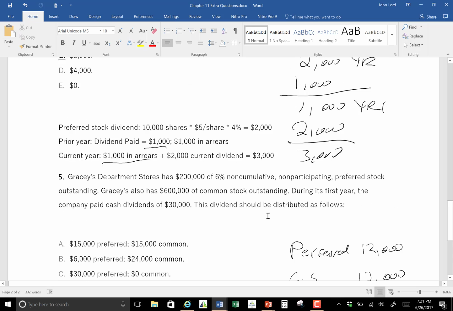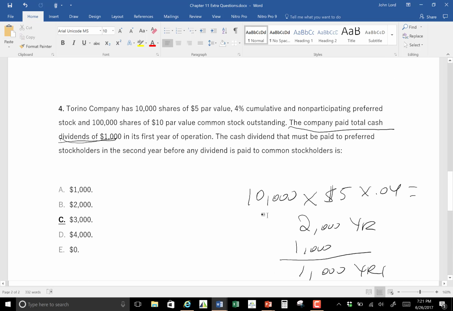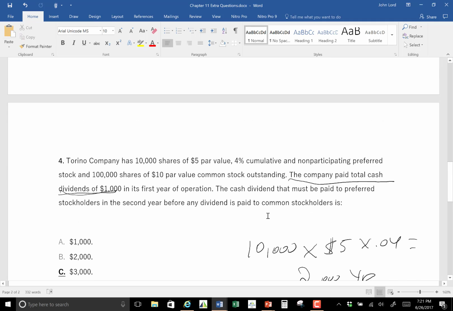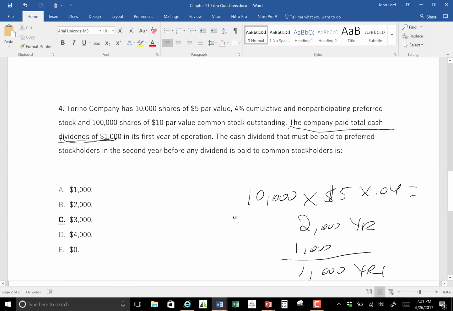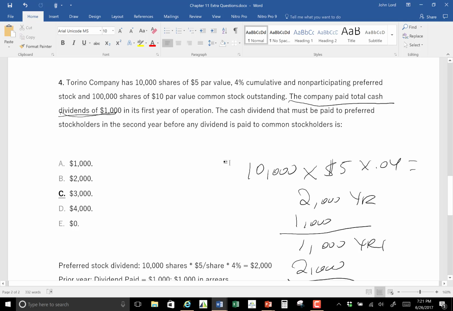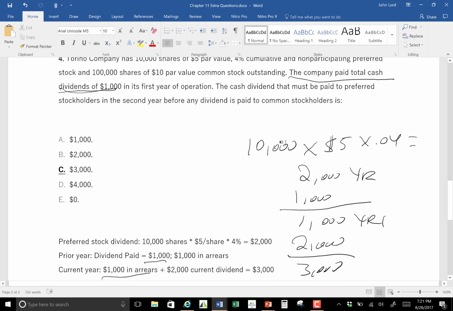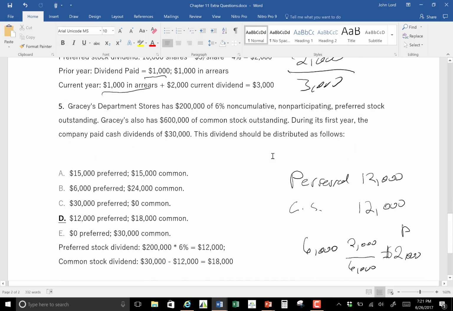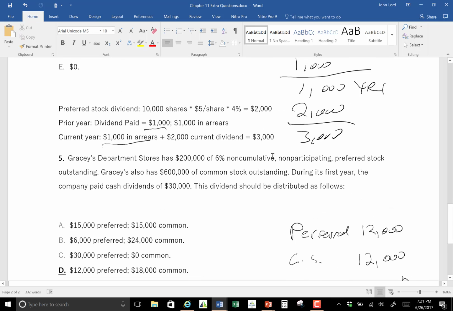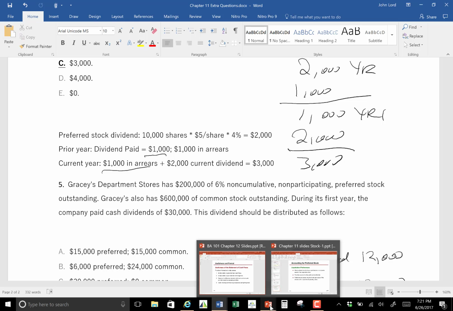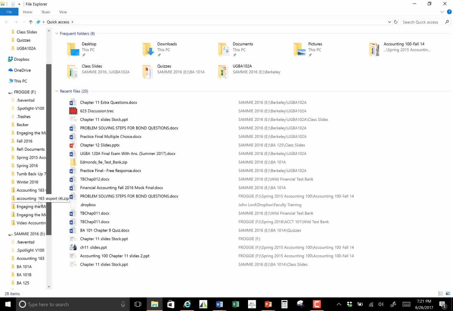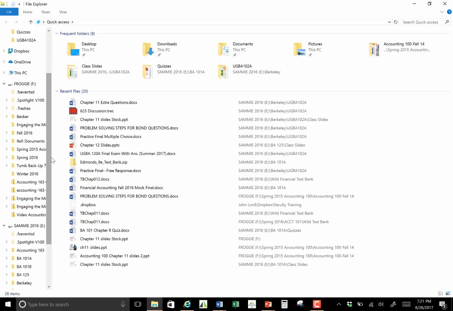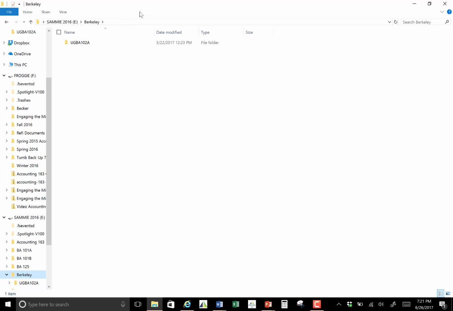Like in that one problem, they only declared 6,000, but 2,000 accumulated, didn't it? One of these had a problem where they declared an amount. That was in the slides, which I've now closed. Chapter 11. Just a second, let me find the slide. I can only answer one question at a time, guys.